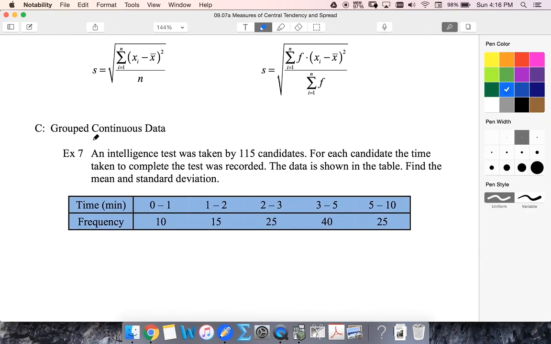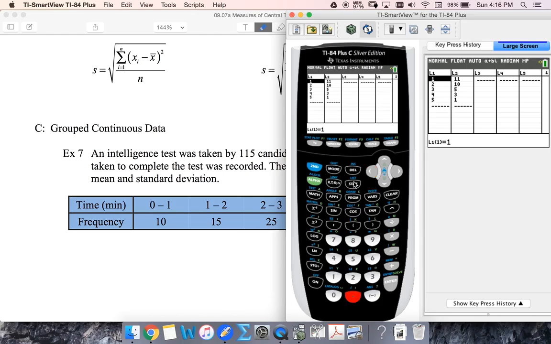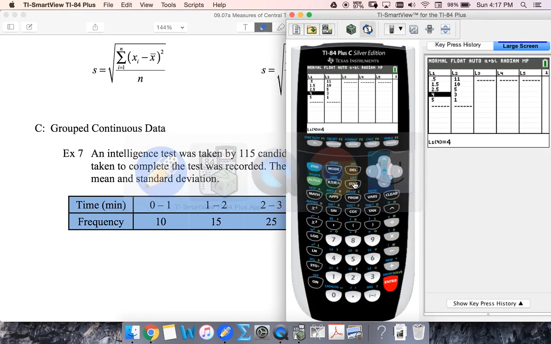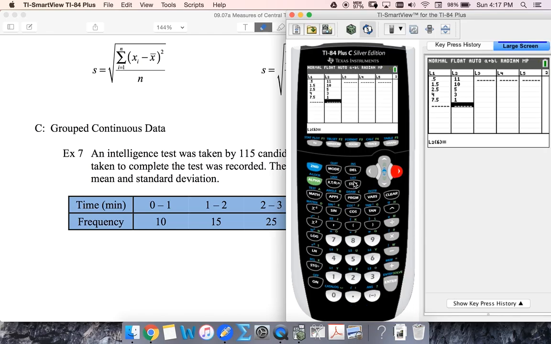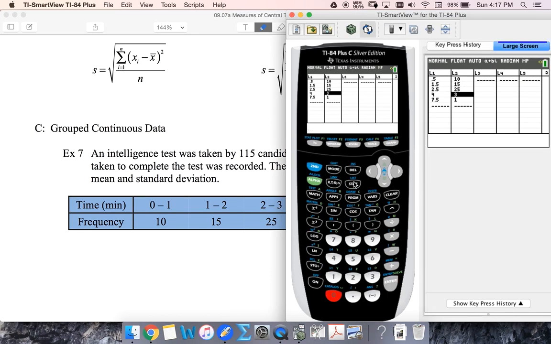Again, interval data, we're just going to use the midpoint. So here we've got different lengths, and that's totally okay. Midpoint between 0 and 1 is 0.5, 1.5, 2.5, between 3 and 5 is 4, between 5 and 10, 7.5. Okay, 10, 15, 25, 40, 25, 5.